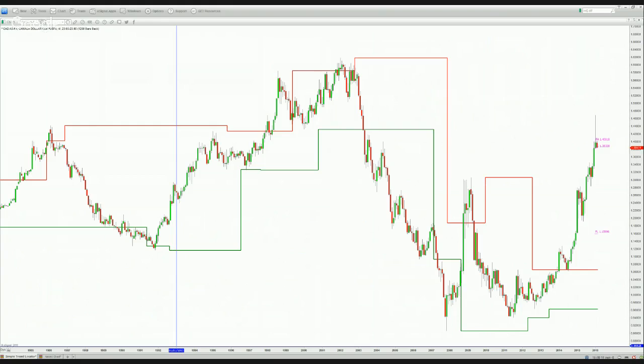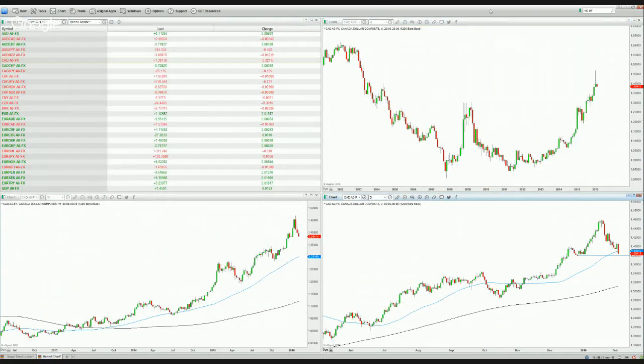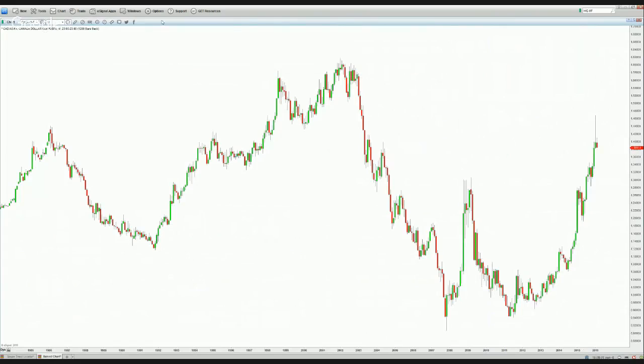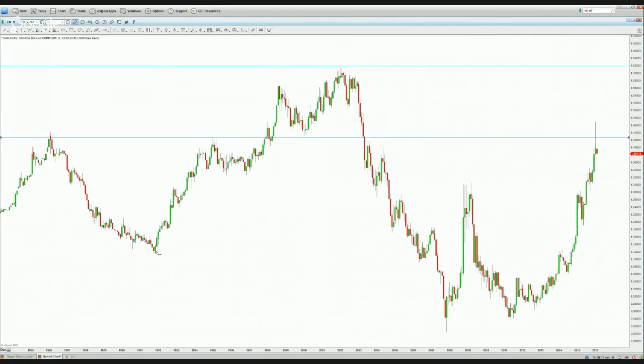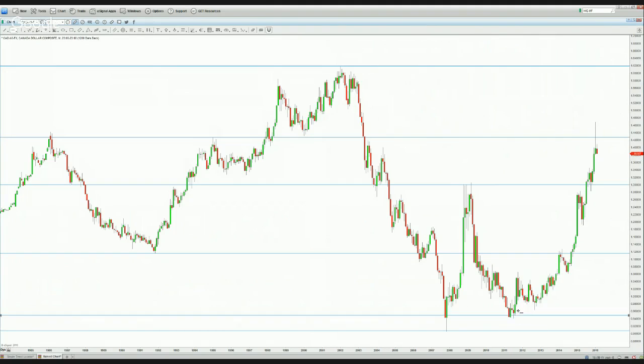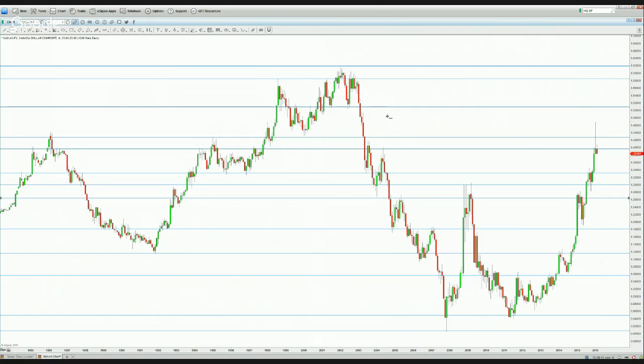So let's say, for example, we're looking at the US dollar Canadian dollar. What you have to do is open up the US dollar Canadian dollar, and whatever chart you're looking at, I know I've got the monthly chart here, you then have to get your support and resistance tool and draw your support and resistance on the chart manually where you deem there is a level of support and resistance. And you have to do this manually on every single chart that you're looking at.